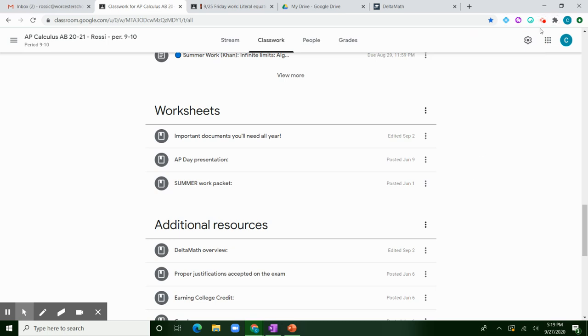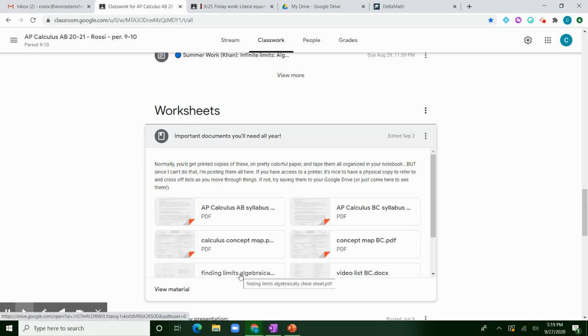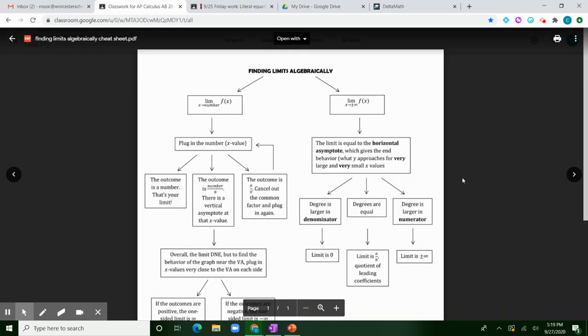Hello, calculus people. So like the video said, I just want to show you the algebraic limits that you've already done before, just so we're clear on the limits you've done before, and then we're going to talk about the limits that we haven't done before, the more advanced ones. So here's another classroom on important documents you'll need all year: finding limits algebraically. This is a really good roadmap to have all year.